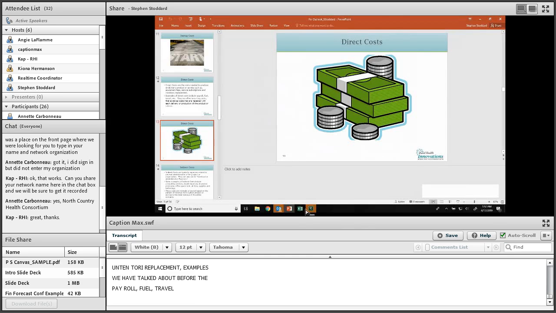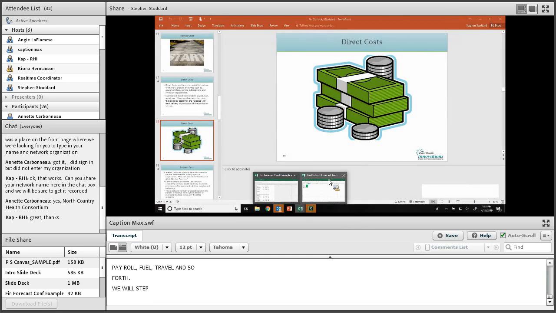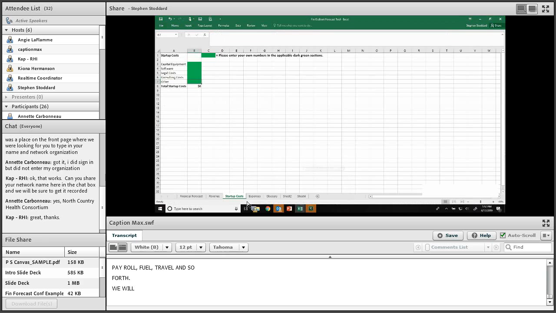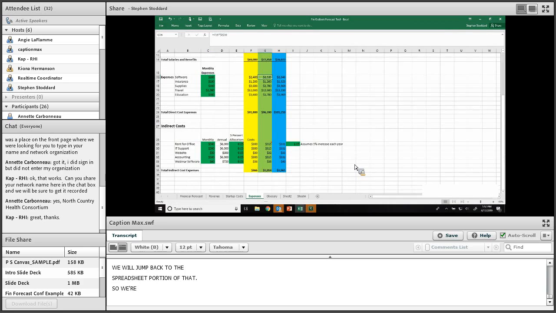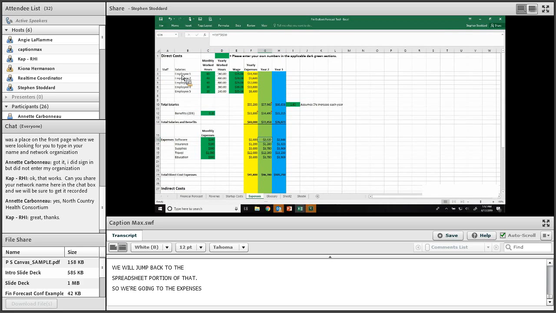These cells are automatically linked to the financial forecast tab as well. So that way, if you make any numbers or changes here, they do roll on up to the financial forecast page.